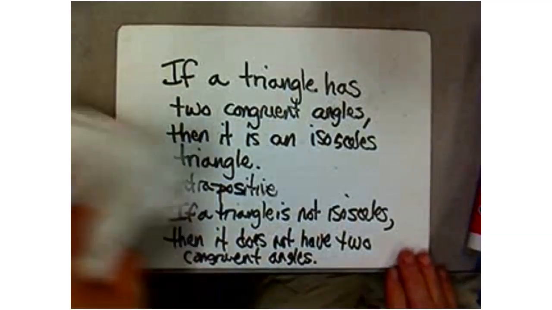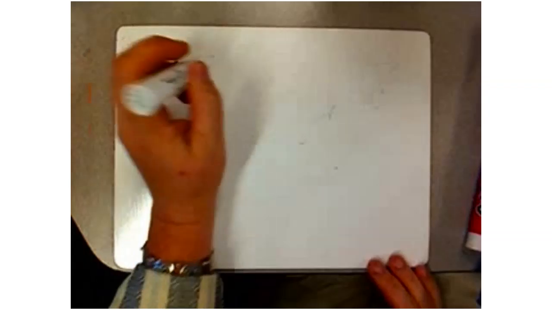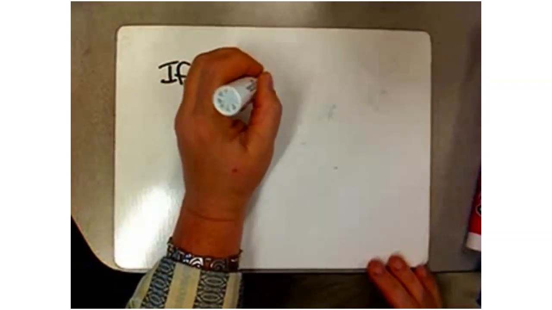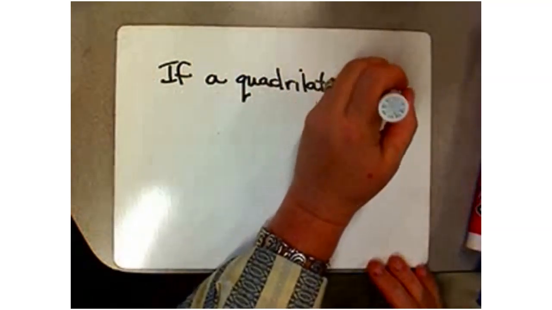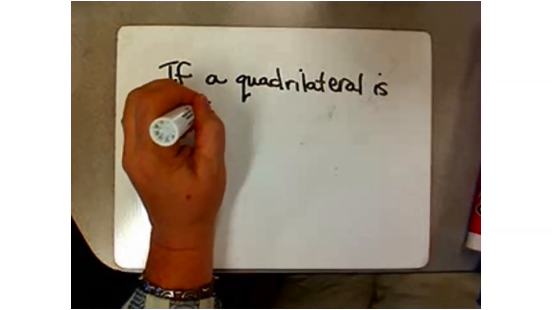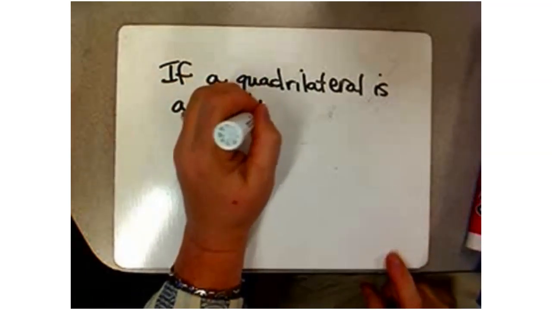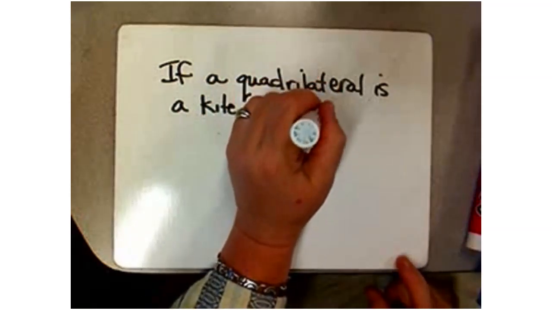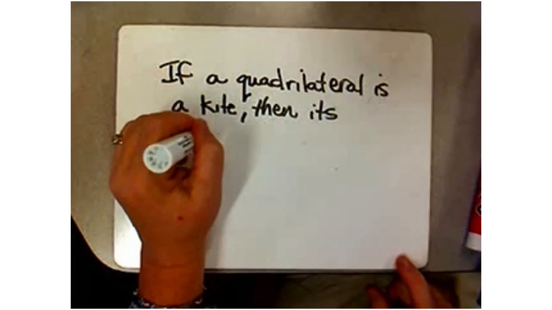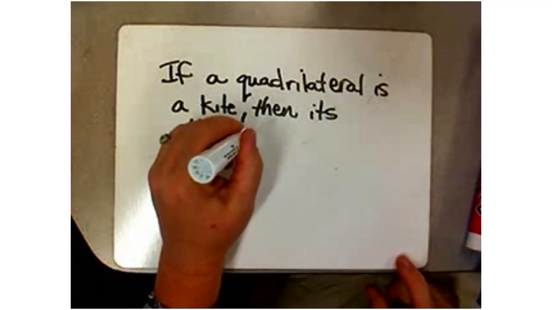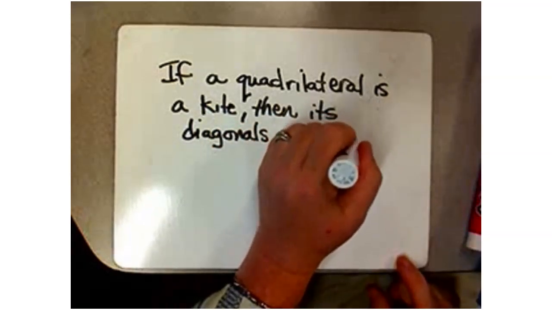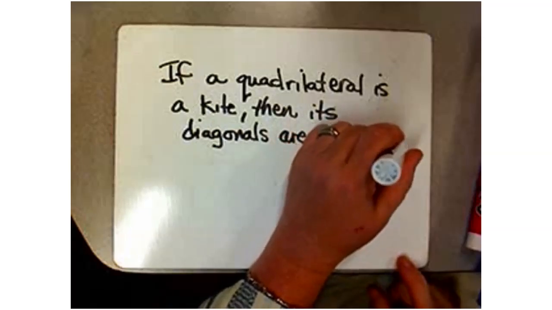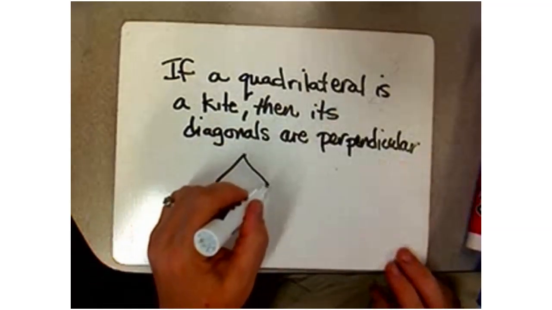Yes. All right, here's another statement. Let's do some work with this one. Ready? If a quadrilateral is a kite, then its diagonals are perpendicular. Kite shape, right? I haven't seen a kite for so long, so I don't know. We have to think about this. What would a kite look like?